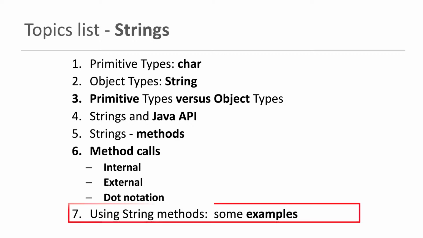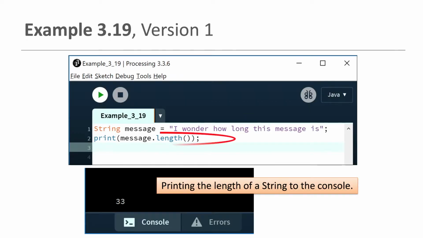So that's the theory. Now let's take a look at some actual examples. Here I've got a simple 2-line program. We're declaring message as being a variable. I'm initializing it to this text and saying how many characters are in that string. So if I say message, the name of the variable, dot length, bracket, because I'm calling a method, it's going to return 33, which is the number of characters in that string.